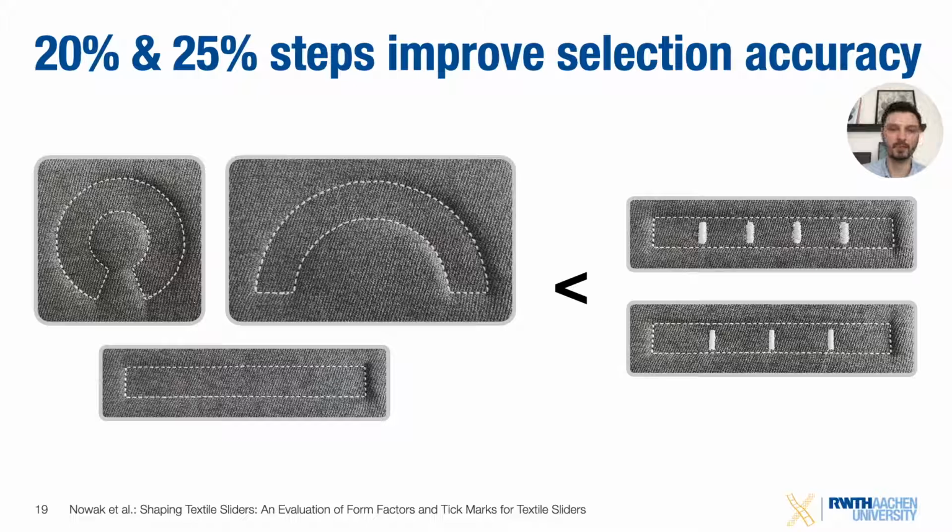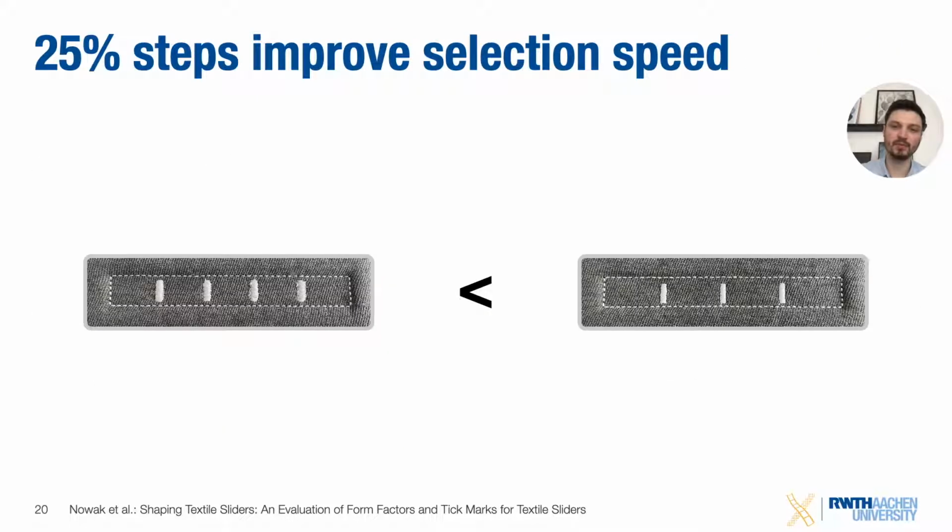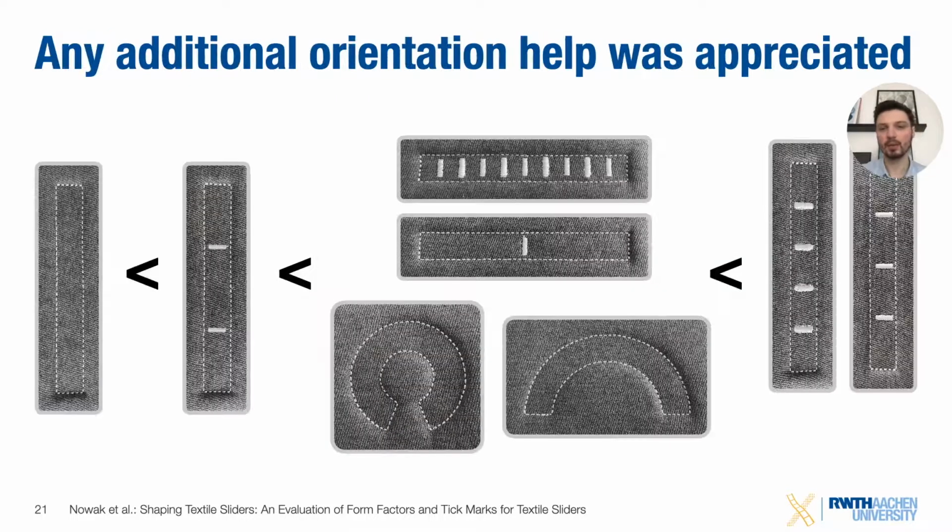We found that 20 and 25% steps improve the selection accuracy significantly in comparison to the horseshoe, blank and rainbow slider. Surprisingly, the participants were significantly faster with 25% steps than with 20% steps. However, the participants were also fastest with 25% steps. Looking at the participants' rankings, we found that any additional help was appreciated. 20 and 25% steps got the highest ranks, while 33% steps made the estimation harder.